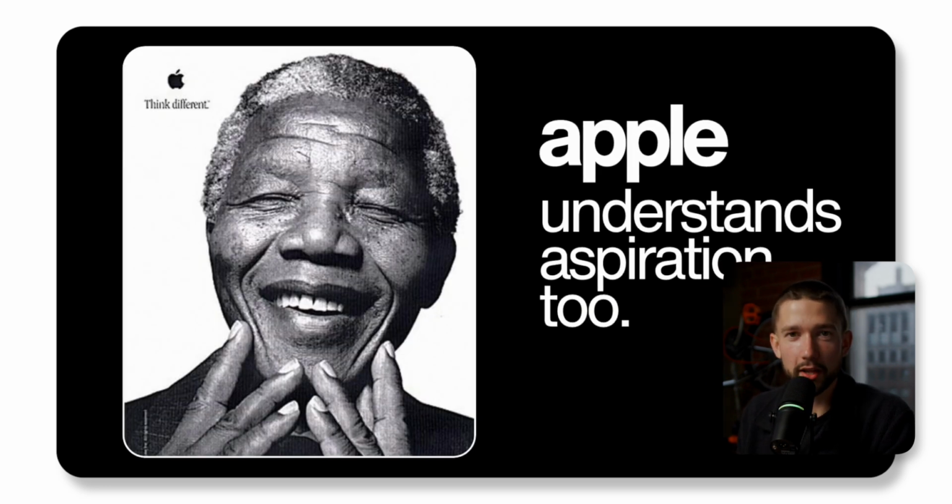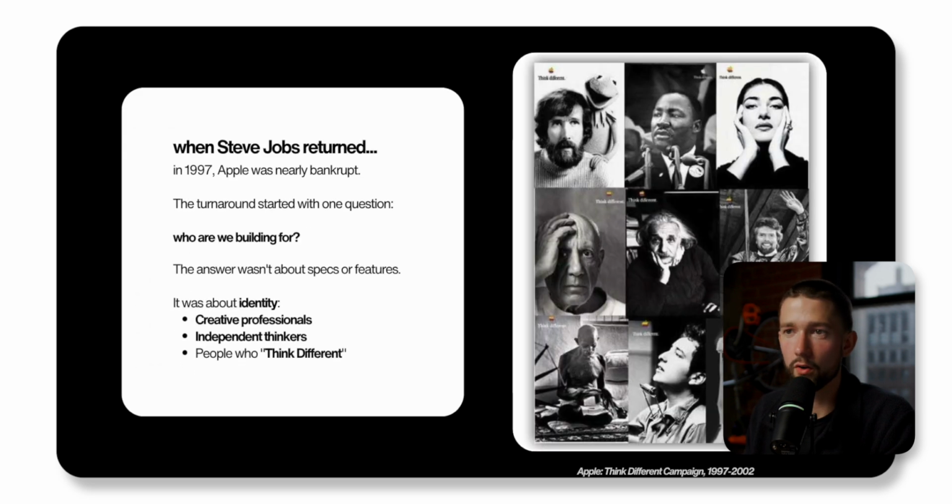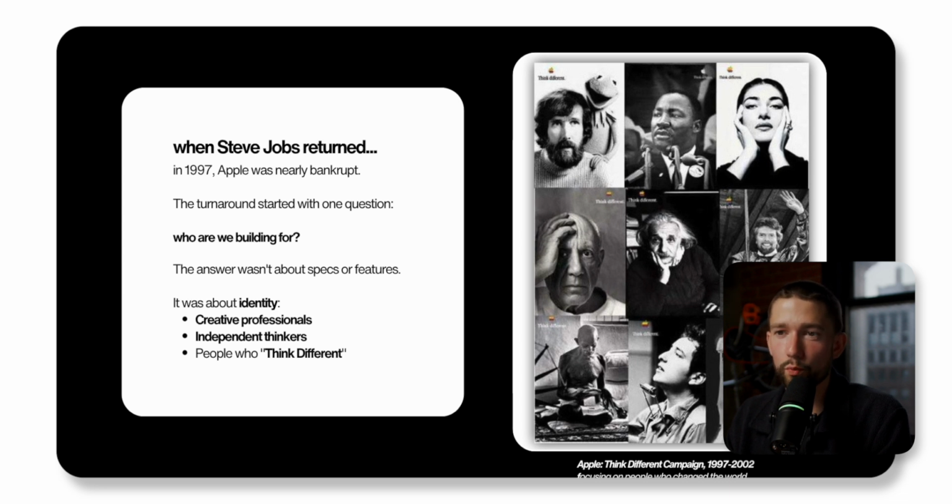But let's look at Apple, another company who implemented this same approach. They understand aspiration as well. Here's how. When Steve Jobs returned in 1997, Apple was nearly bankrupt. But the turnaround started with one question: who are we building for? And the answer was not about specs or features, it was about identity. They needed to appeal to creative professionals, independent thinkers, people who think different.